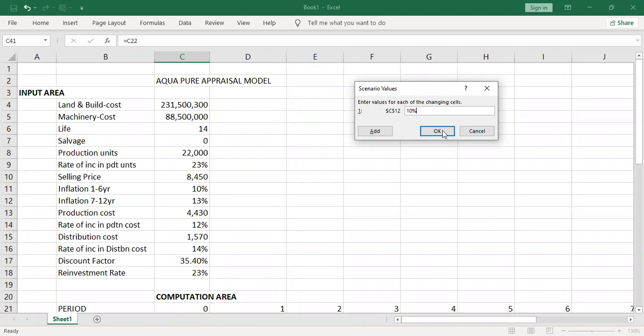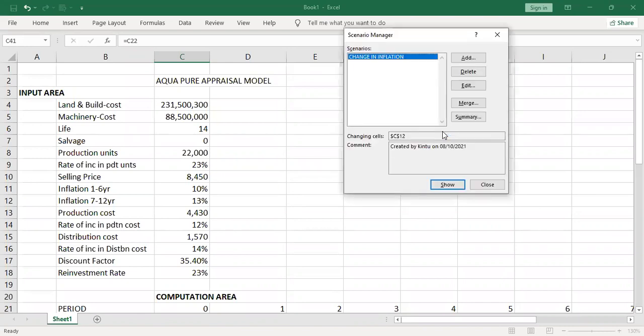And then you click on OK. After that, you click on what? OK. Now, remember that when you click on OK, we are interested in seeing how the NPV, the IRR, and the MIRR will change when the inflation changes from 13 to what? To 10%.